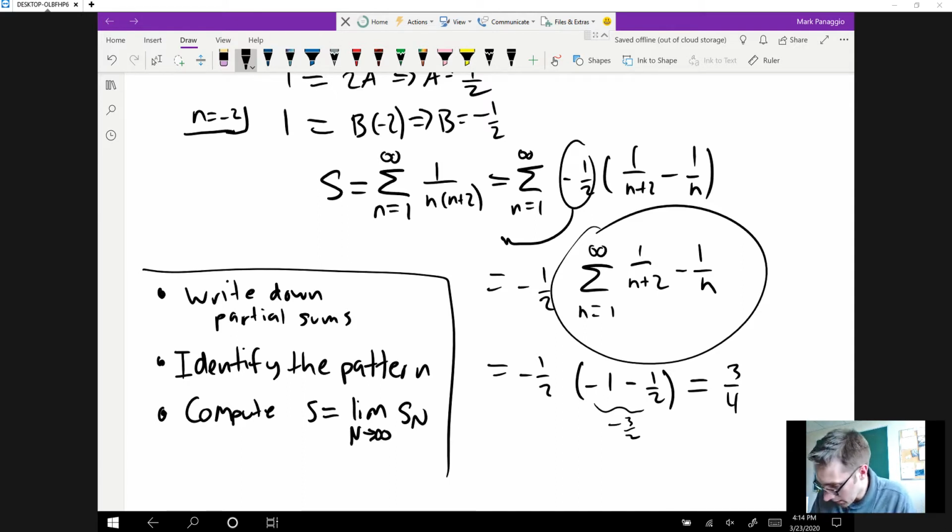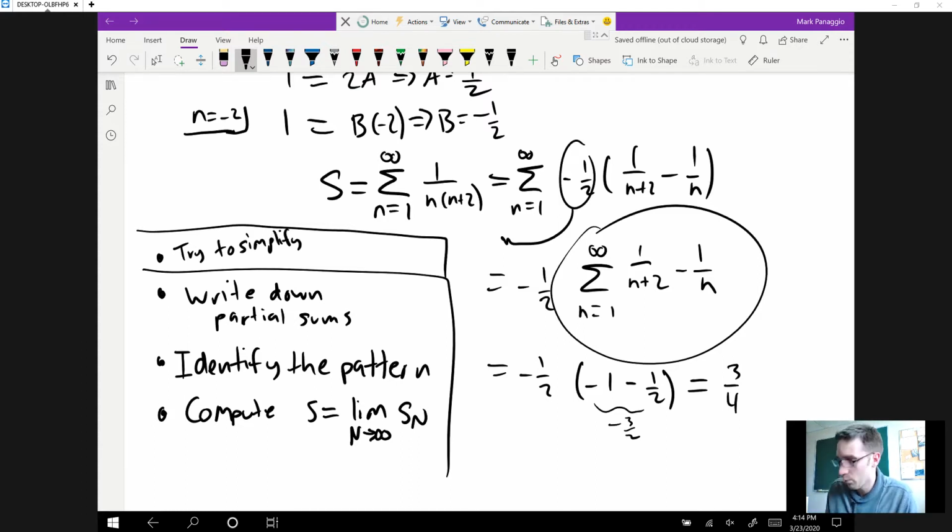And sometimes, I'll add this sort of as a step 0, we may try to simplify. First, we use log rules for the first example. We use partial fractions for the last one. But sometimes writing the individual terms with a difference makes it easier to see the cancellation that does actually occur.